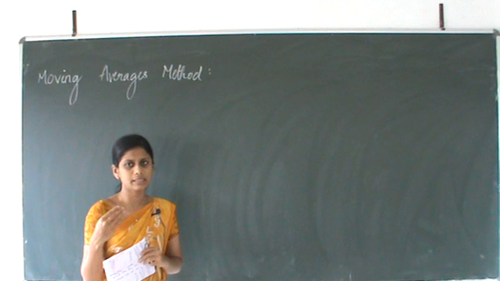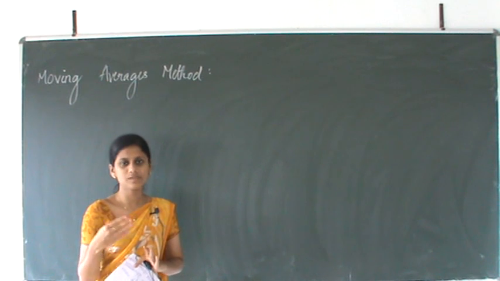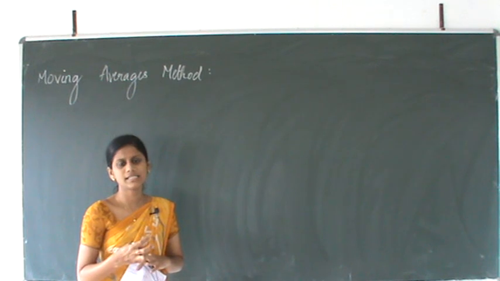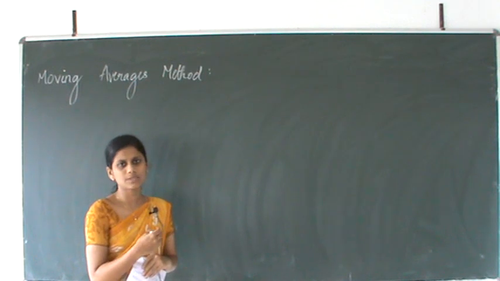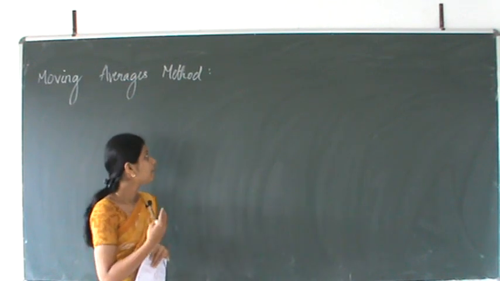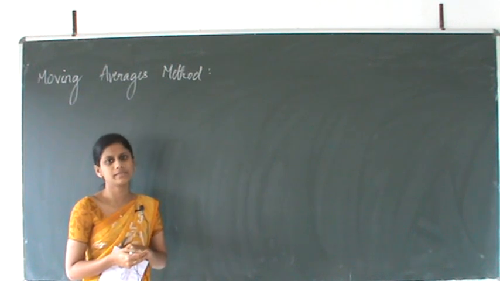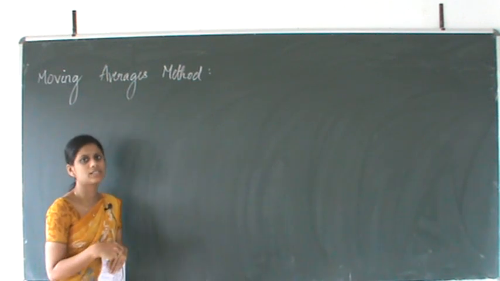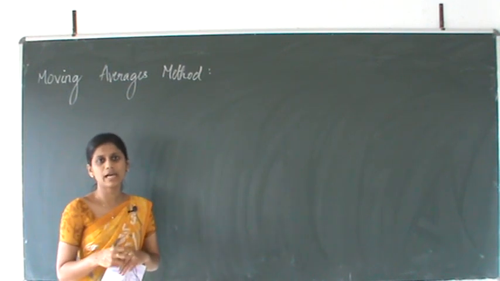We discussed in the beginning of this chapter that there are 4 components of time series. In that, the first one is secular trend, second is seasonal variation, then cyclical variation and next is irregular variation. For the methods we have discussed so far, we can measure only secular trend, but with the help of moving averages we can measure all the components of time series, that is secular trend, seasonal variation, cyclical variation as well as irregular variation. So these are the merits of the moving averages method.